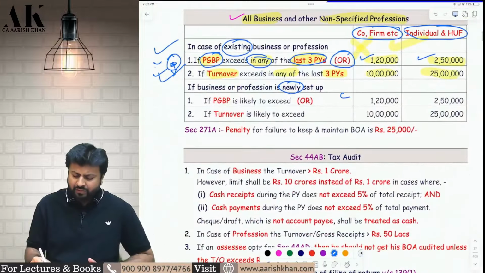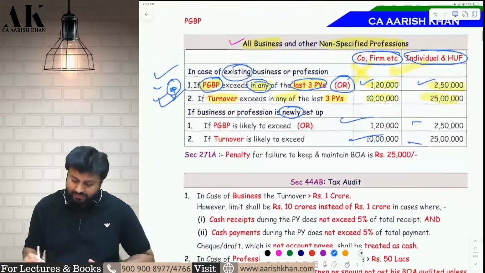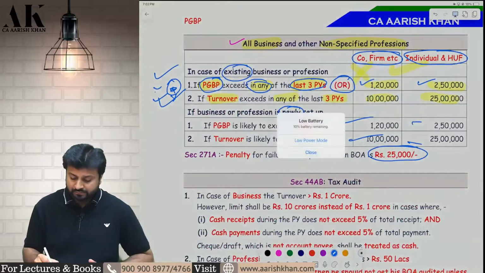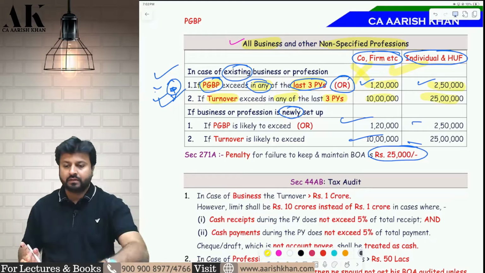What about for new people? For new people also the limit is the same. Now, if you are liable to maintain books of accounts and if you don't maintain the books of accounts, what is the penalty? The penalty is 25,000 rupees. 25,000 rupees penalty will be imposed on you. I hope it is clear to all of you.